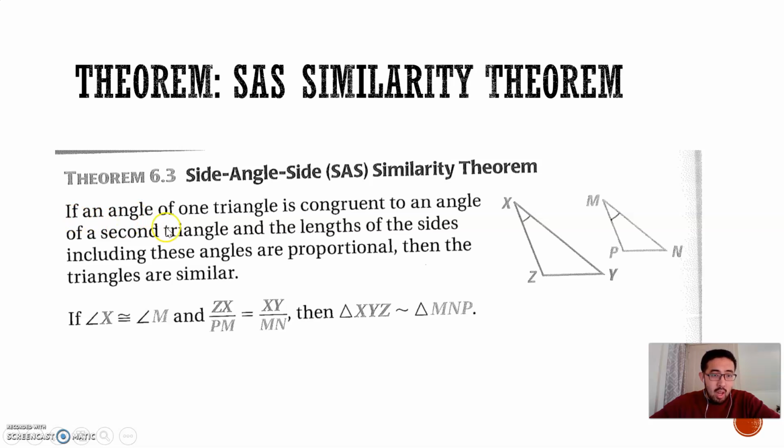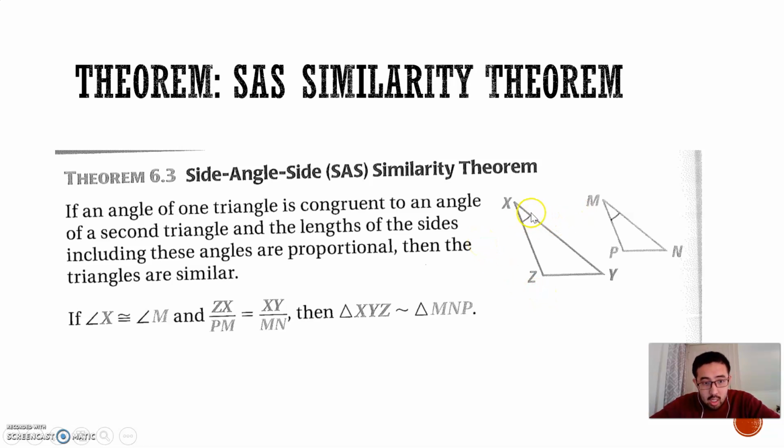Well, essentially, if an angle of one triangle is congruent to an angle of a second triangle, and the lengths of the sides, including these angles, are proportional, then the triangles are similar. So in other words, the adjacent sides, okay? Then the triangles are similar.